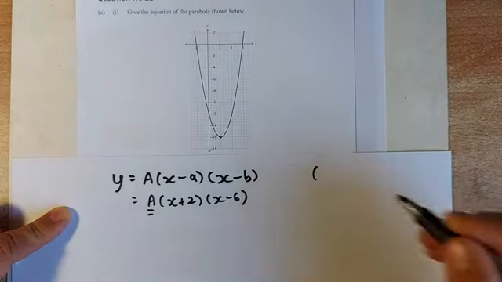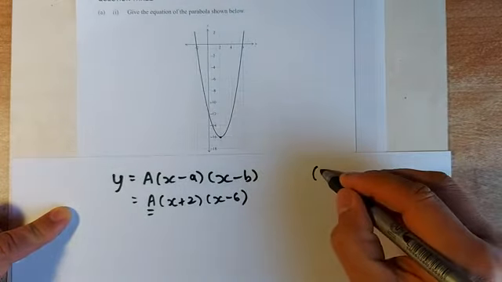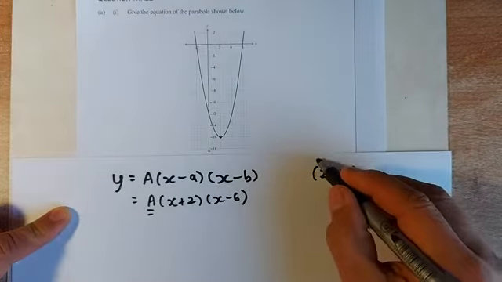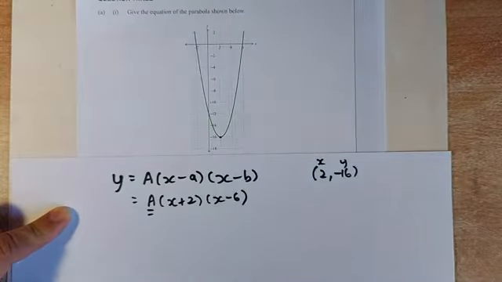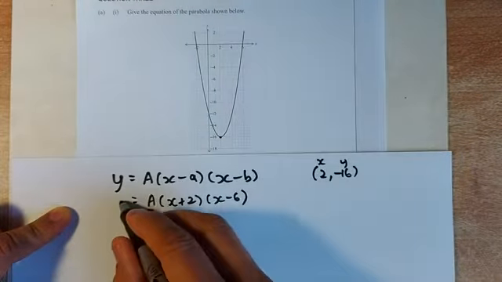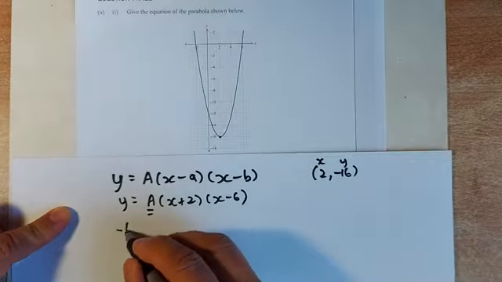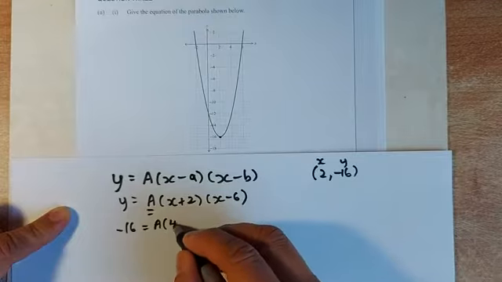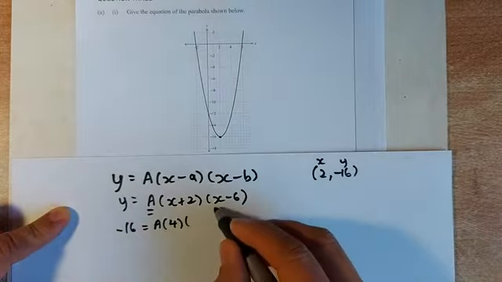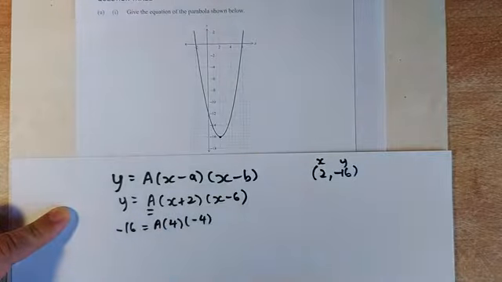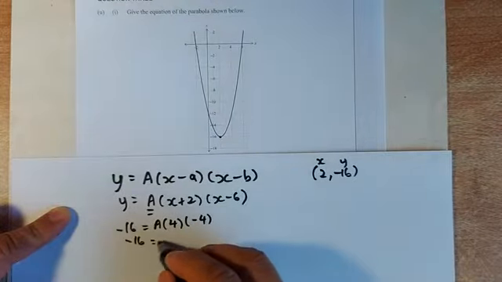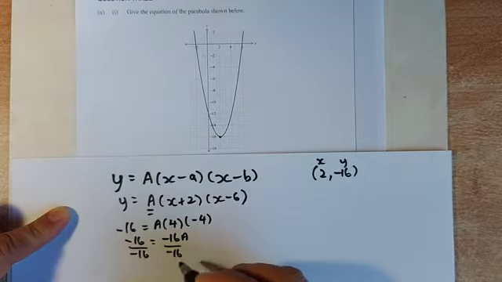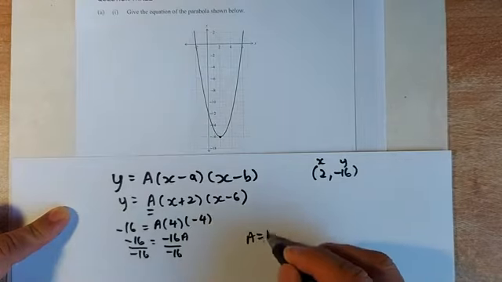That point is actually, if you look properly, (2, -16). So to find your a, you're going to substitute x as 2 and y as -16 into that equation. So -16 equals a times (2 plus 2) times (2 minus 6), so 2 plus 2 is 4, and 2 minus 6 is -4. Solving that, -16 equals -16a, and you divide by -16 on both sides. Your a is equal to 1.